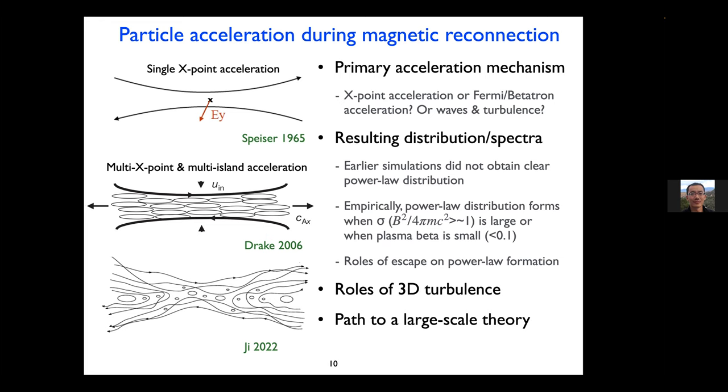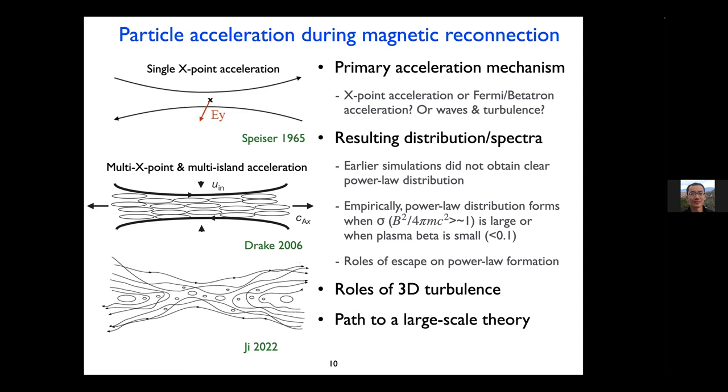And this of course depends on the development of reconnection models, as I talked about. In the beginning of reconnection studies, the picture was more dominated by single X-point reconnection, where you won't have too much particle acceleration happening, because most acceleration happens at the X point, where the region is kinetic and localized. So it was initially thought this is not a very promising acceleration mechanism.